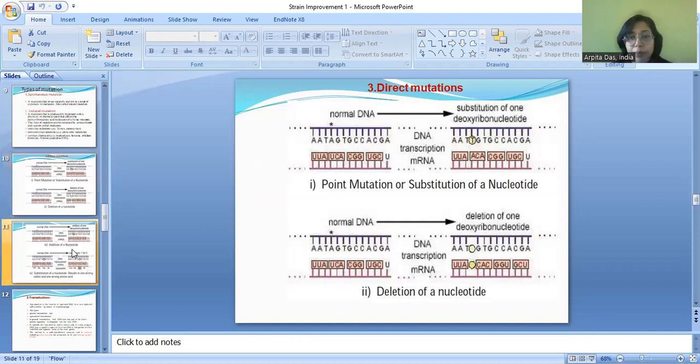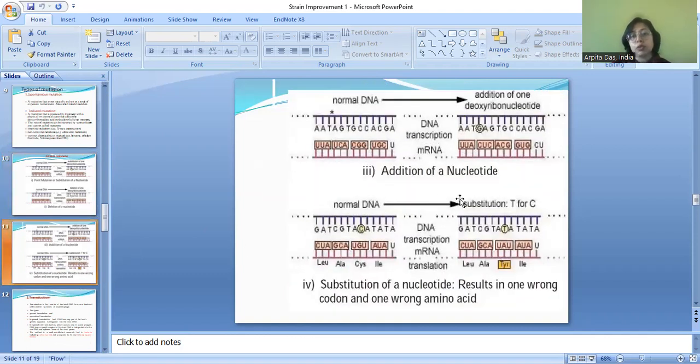Okay, another two examples are there. You can see here addition of a nucleotide. Initially this is AAT, AG, and now it has changed. Addition has happened, an insertion of one deoxynucleoside. One G has been included over there, so the series has changed. The reading frame has been changed, and this is called addition of a nucleoside.